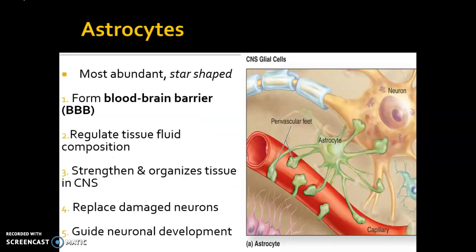We will start with astrocytes. As the name suggests, they are star-shaped cells. If you look at the picture on the right hand side, the green cells, do you see the green cells? Those are the astrocytes. Their primary function is to form the blood-brain barrier.